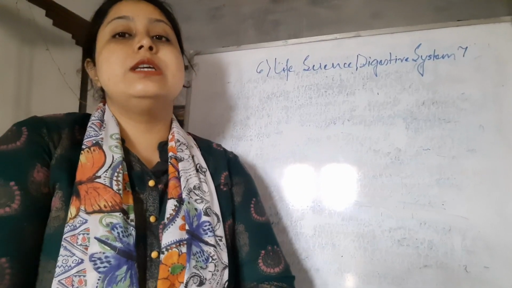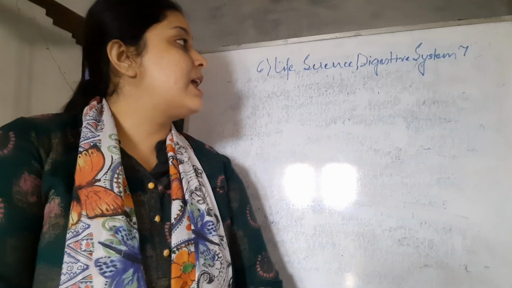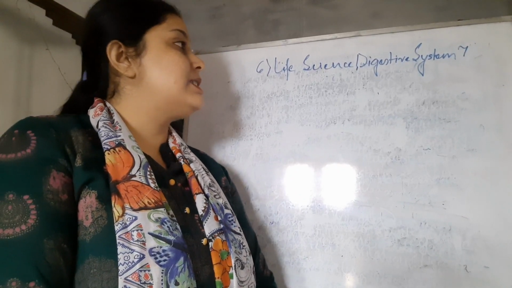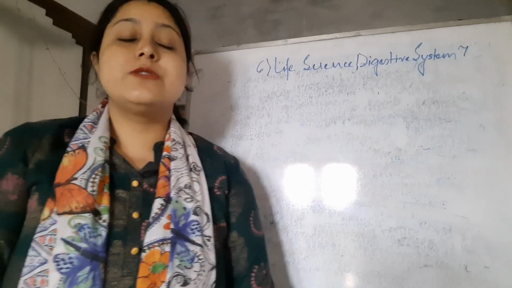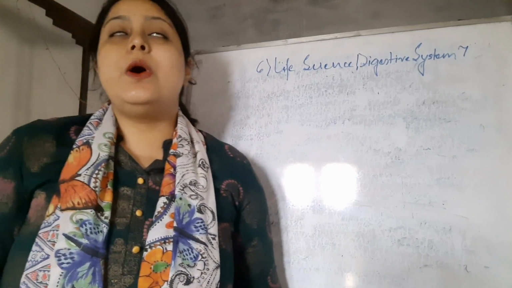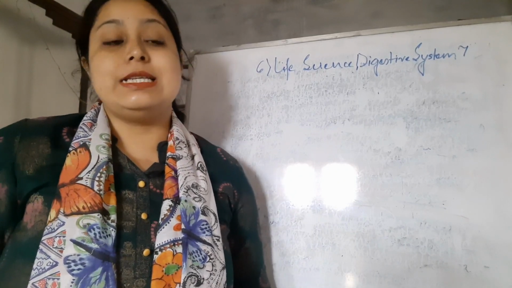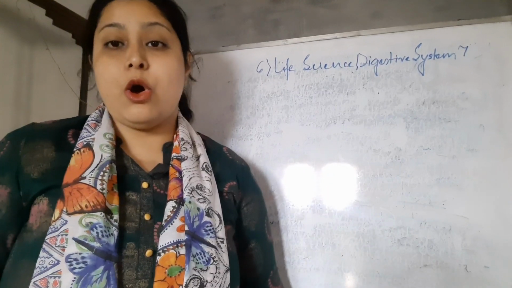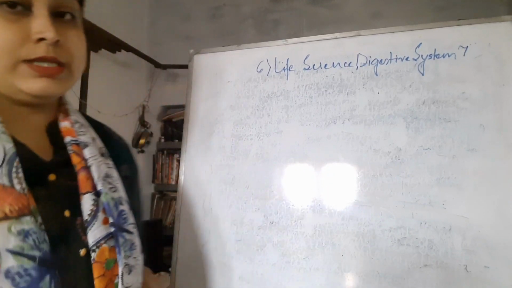This video is for class 6 life science and the chapter is the digestive system in humans. This video is part 7 from this chapter. In this video, I will start the digestive procedure or the digestion procedure.